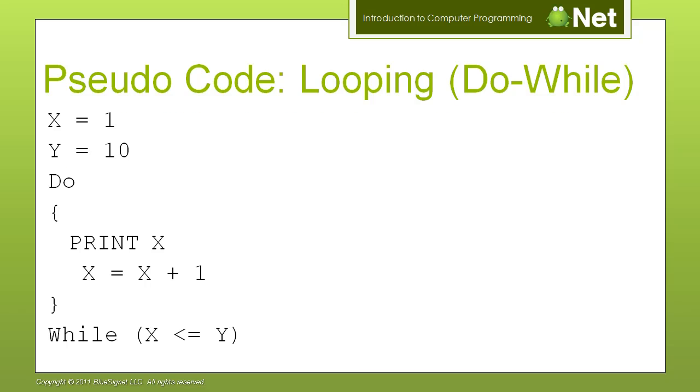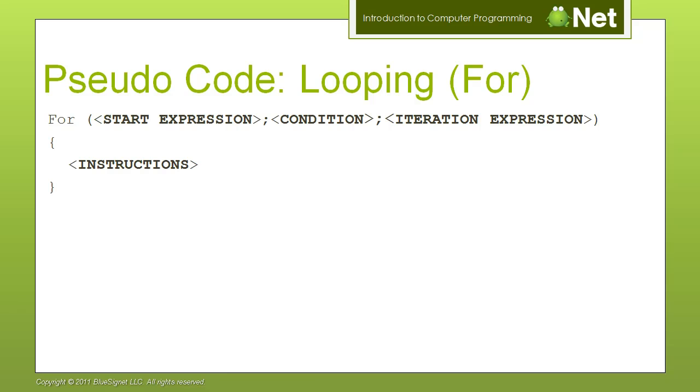So once x exceeds 10, this statement is no longer true, and we have printed to the user 1 to 10. Here's the next type of loop, which is the for loop. We've also discussed this before, and here's our pseudocode representation of that. The for is a constrained while loop.